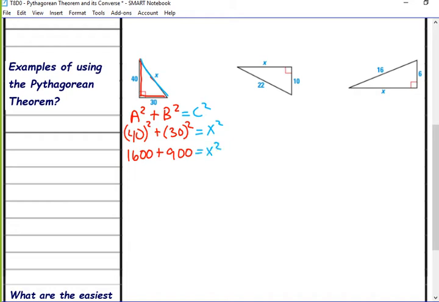Now, in terms of order of operation, you don't want to square root yet. You want to combine the addition. 1600 plus 900 gives me 2500. Okay, the last step, if I want to get rid of that square, I need to square root, which leaves me with an x value of precisely 50. Okay, and it's just as easy as that.